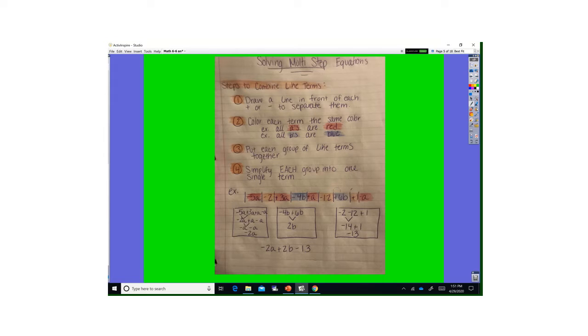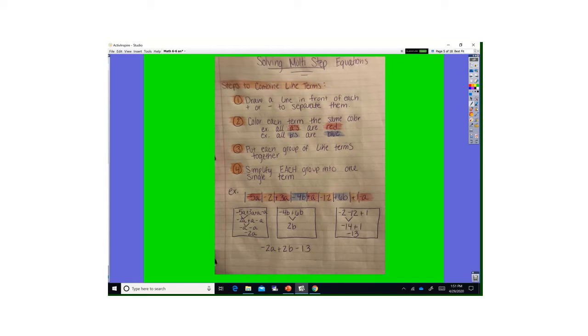So all my reds, you notice I combine negative 5a plus 3a plus a minus a, and I solve. Negative 5a plus 3a gives us negative 2a, plus a gives us negative a. Then we have negative a minus a, that gives us negative 2a. Same thing with b, I have negative 4b plus 6b, that equals 2b.